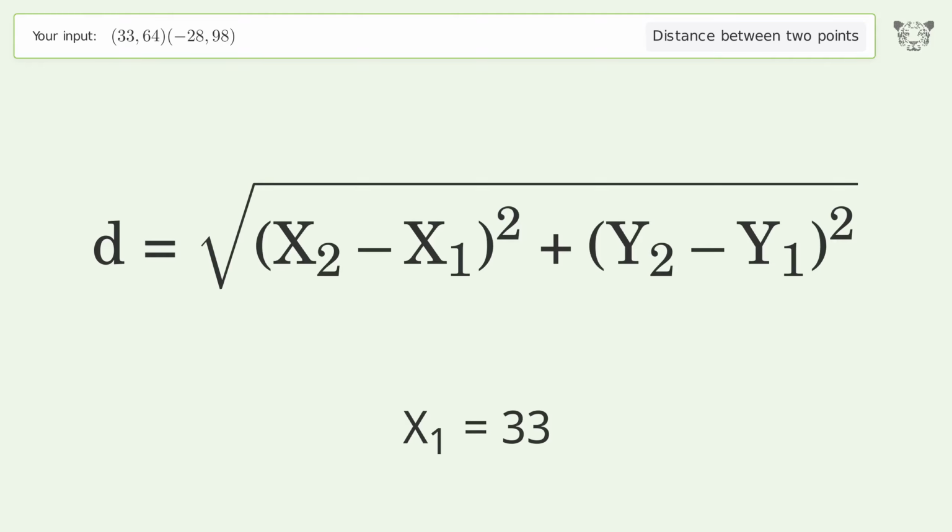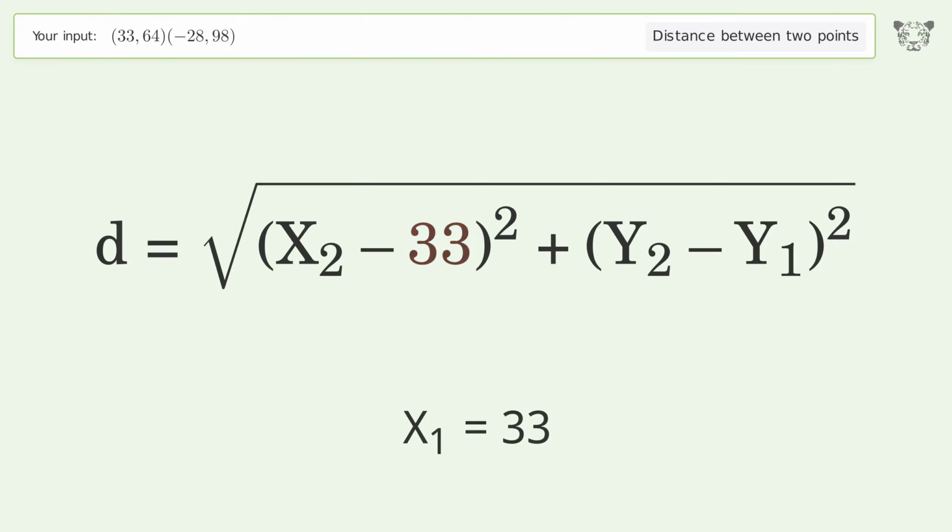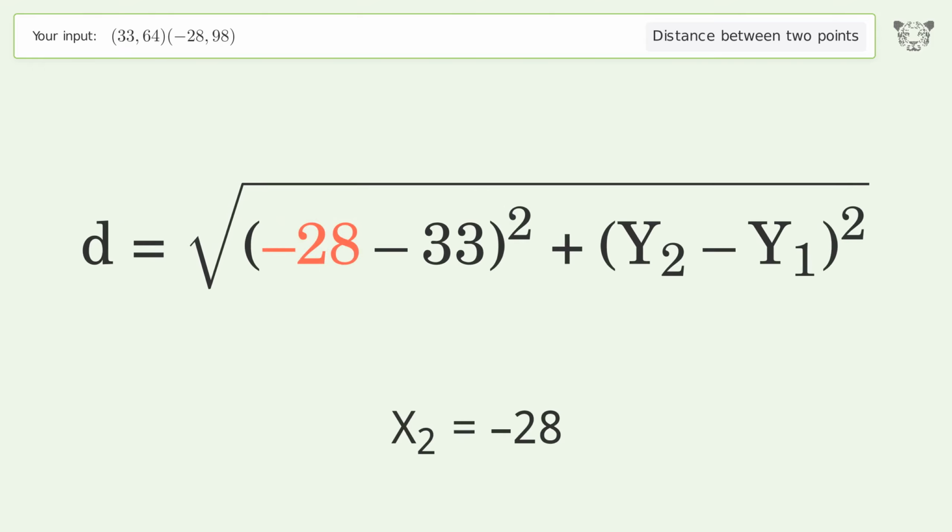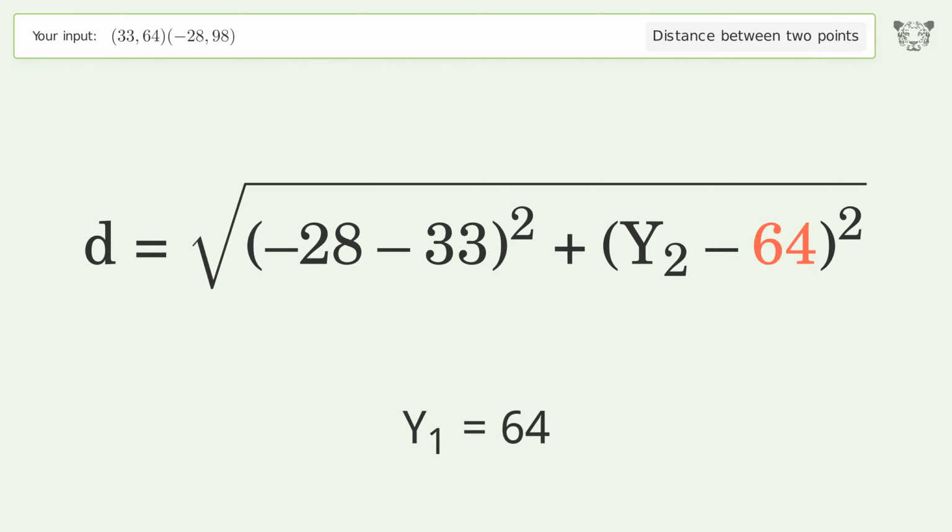x1 equals 33. x2 equals negative 28. y1 equals 64. y2 equals 98.